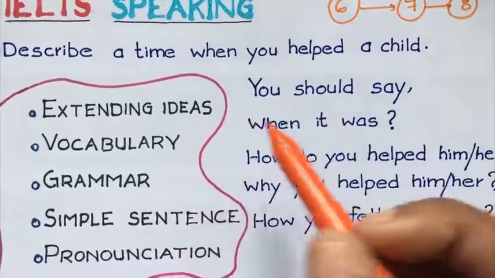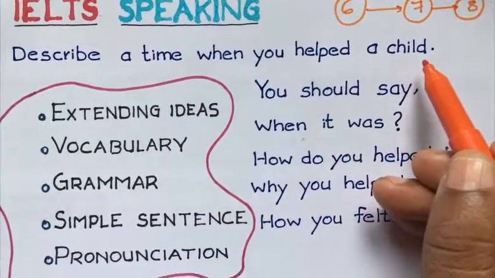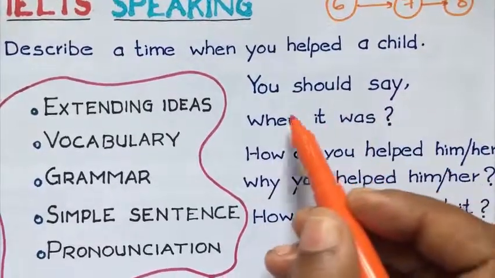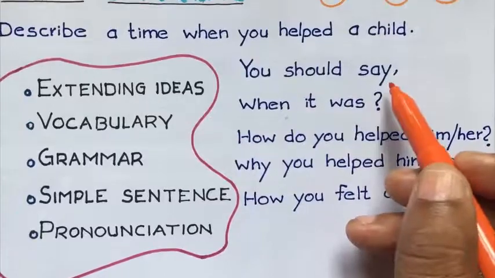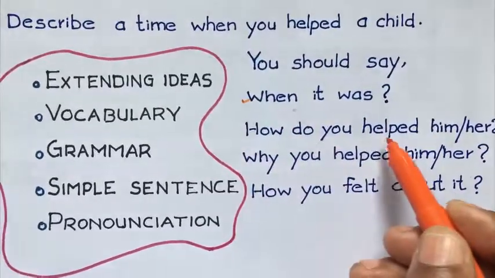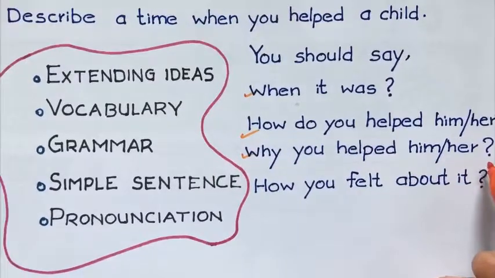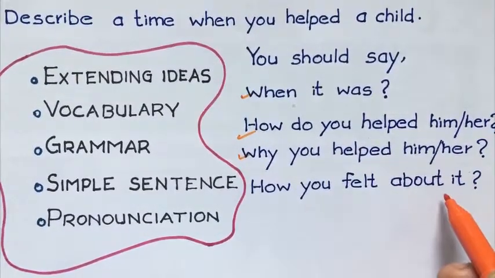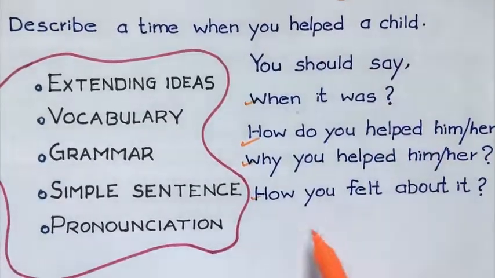For example, suppose a cue card is about describe a time when you helped a child. So we have many associated questions here. You should say when it was, how you helped him or her, why you helped him or her, and how you felt about this. These are the sub-questions associated with your cue card.